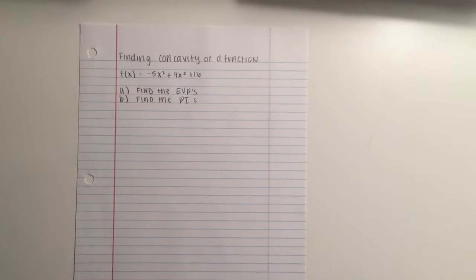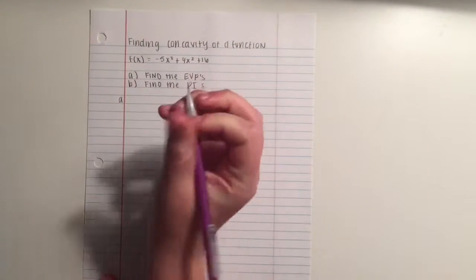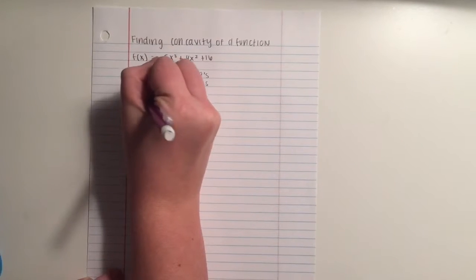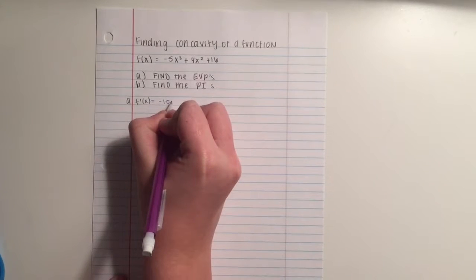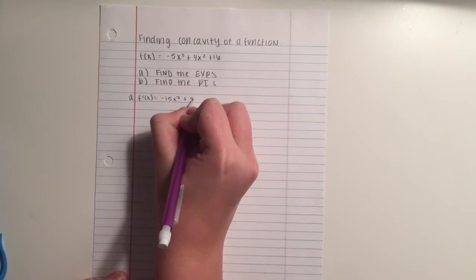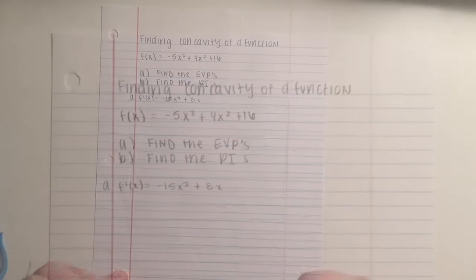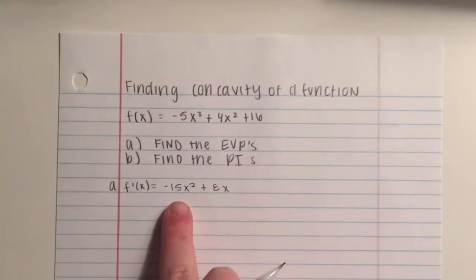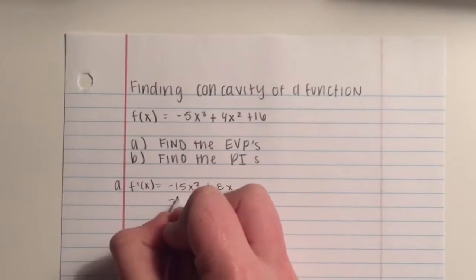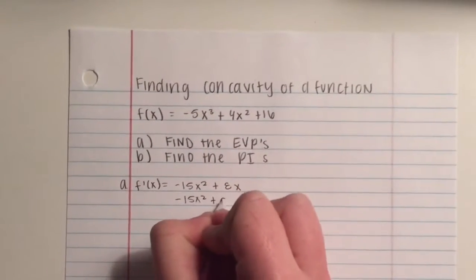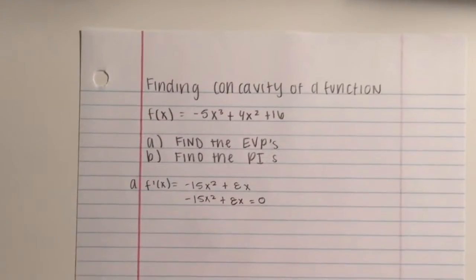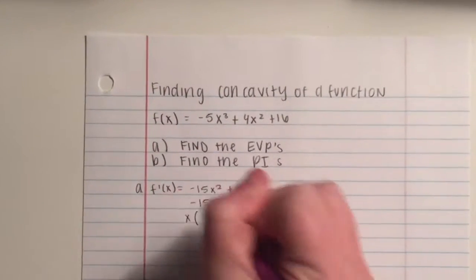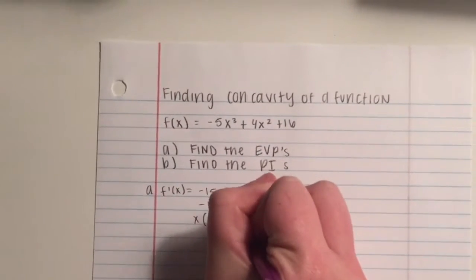For Part A, for finding the EVPs, we need to take the derivative of the original function. So f prime of x is going to be equal to negative 15x squared plus 8x. The next thing we have to do is set this derivative equal to 0. So we have negative 15x squared plus 8x equal to 0. And the only common factor between these two terms is an x. So we're going to factor out an x and get x times negative 15x plus 8.